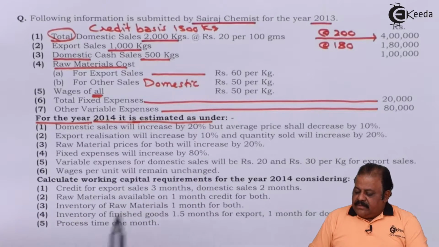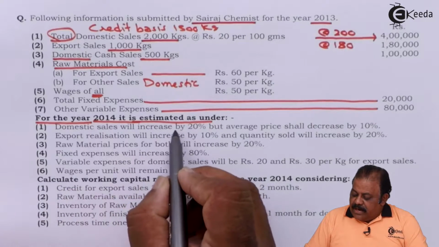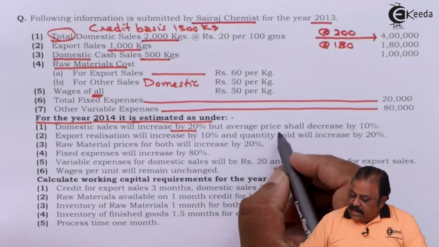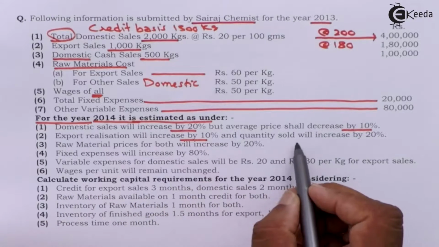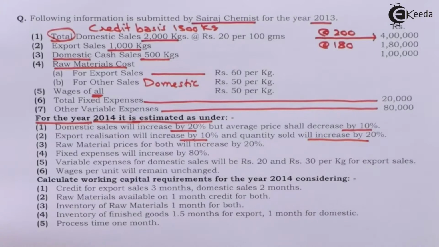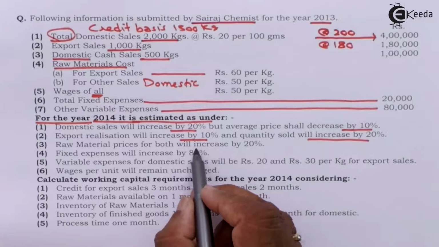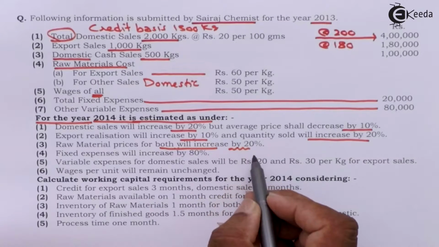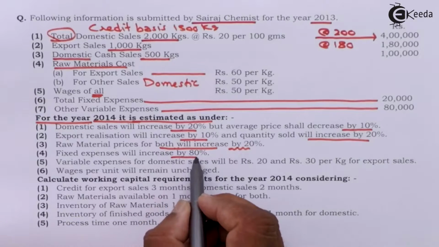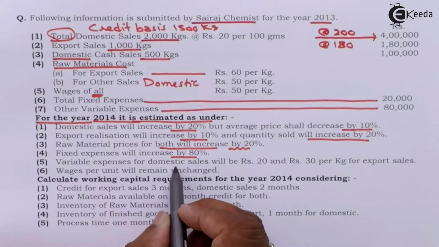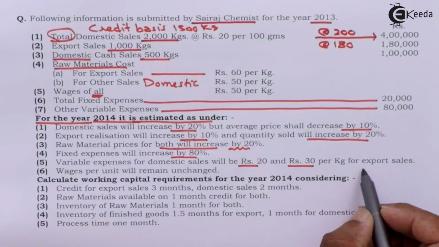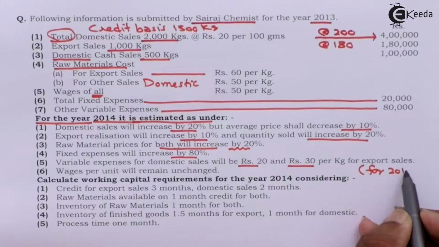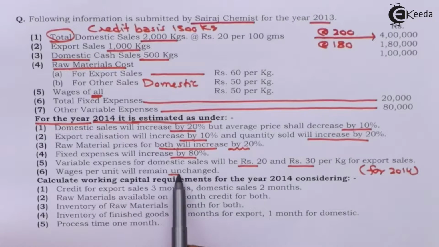For the year 2014, it is estimated as under: domestic sales will increase by 20%, but average price shall decrease by 10%. Export realization will increase by 10%. Quantity sold will increase by 20%. Raw material prices for both will increase by 20%. Fixed expenses will increase by 80%. Variable expenses for domestic sales will be rupees 20 and rupees 30 per kg for export sales. This is information for 2014. Wages per unit will remain unchanged. It will be same as that of last year.